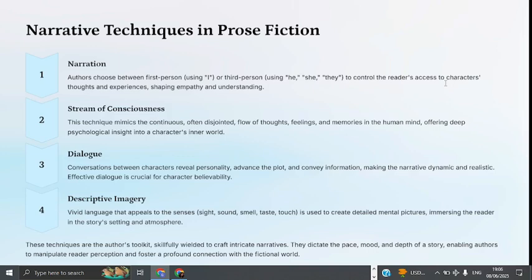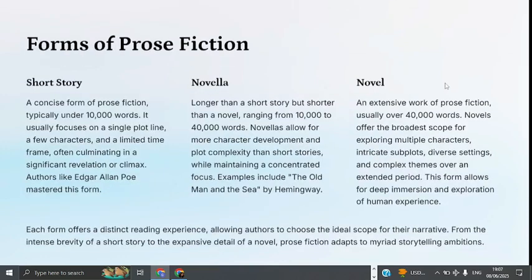Let's now move on to the other aspect of prose fiction, that is the forms of prose fiction. What are the forms of prose fiction? We have three major forms of prose fiction. Number one, we have the short story. Number two, we have the novella. Number three, we have the novel.